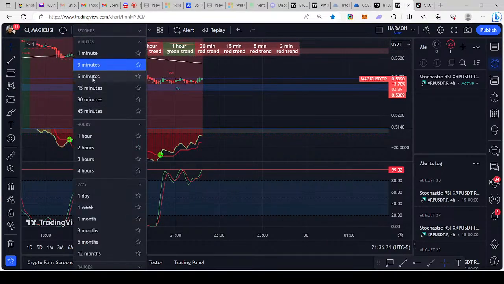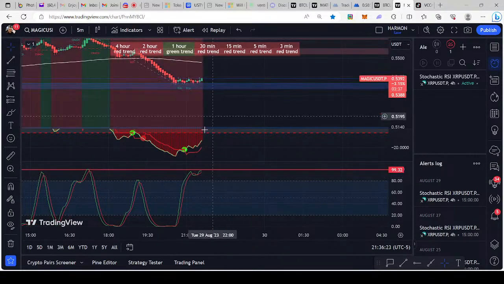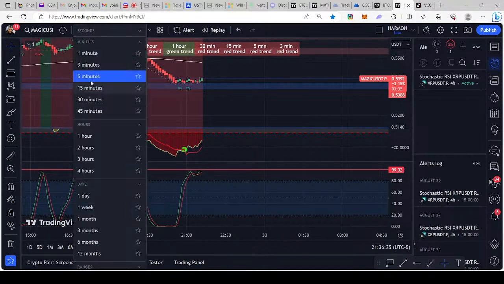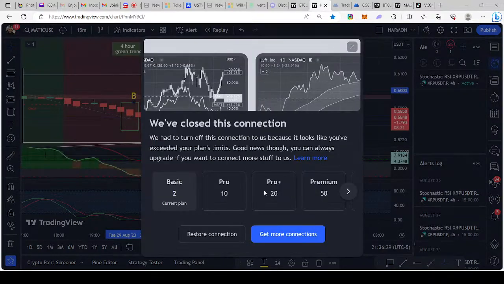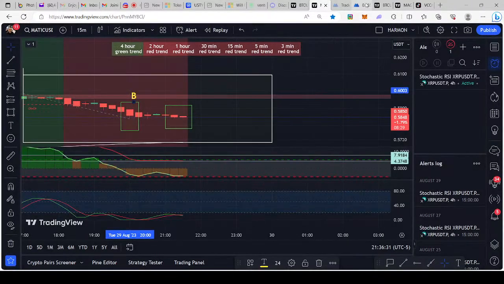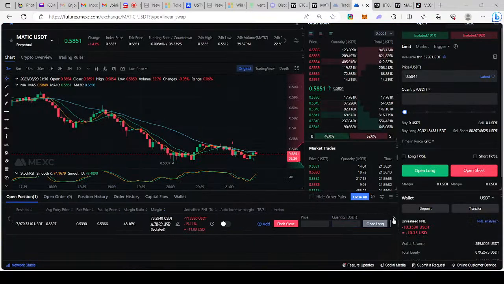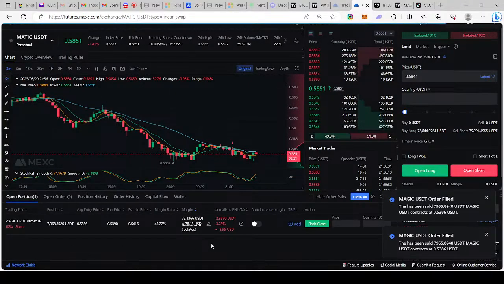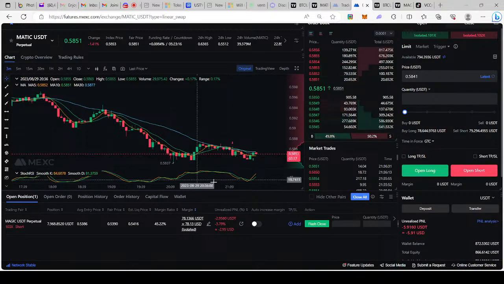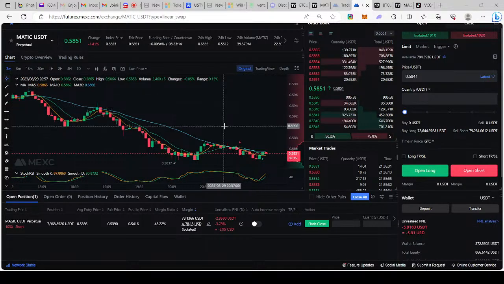So when I go to my 3-minute, I slide to my 5. This all looks good here. And so as soon as this 3-minute starts to come down there, I think that's where we're going to play our short position. I'm just going to reverse this into a short. We're going to take a short position on Magic here, and we're going to track this little trade here real quick to see how you're doing. All right, so let's get back into Bitcoin.